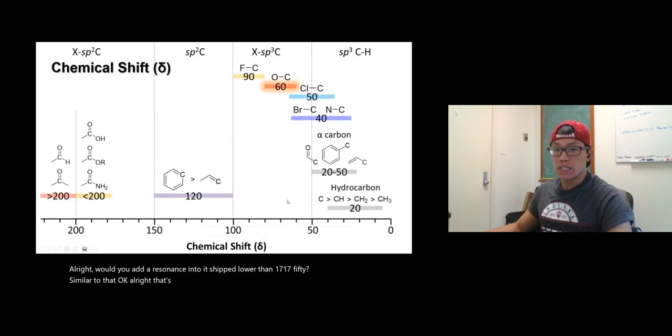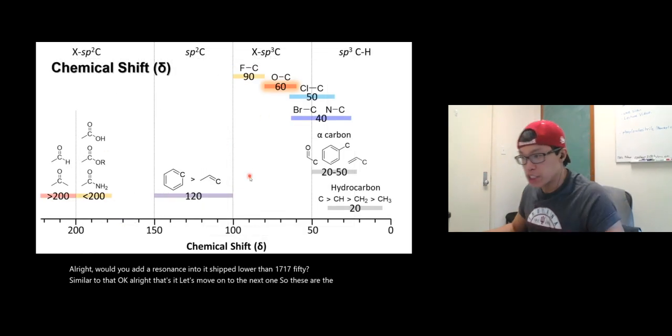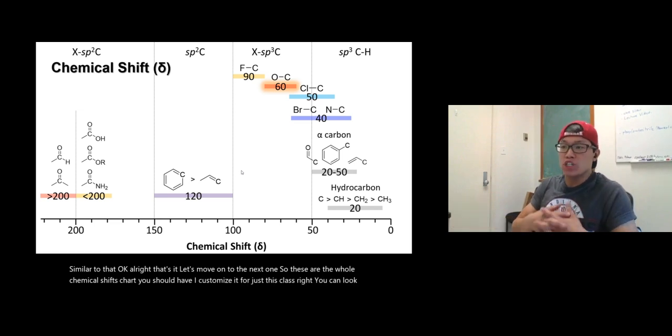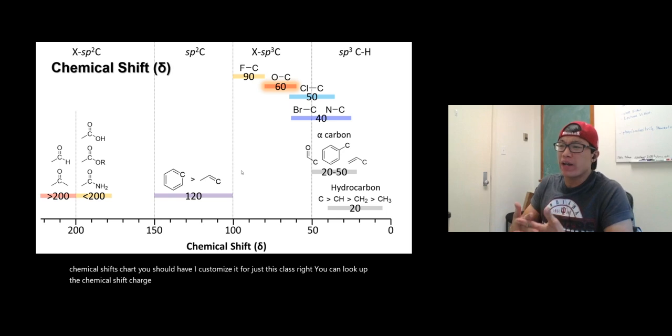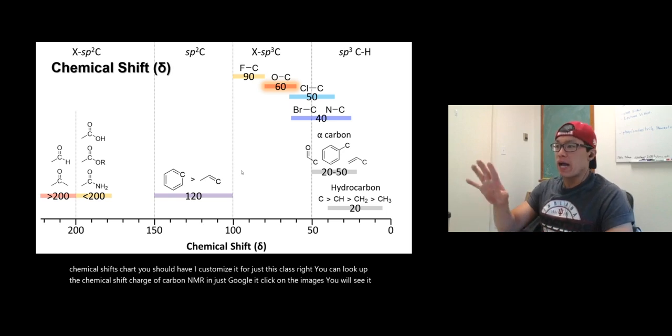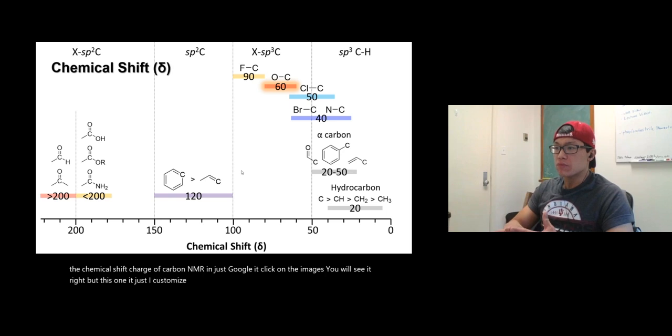Let's move on to the next one. So this is the whole chemical shift chart you should have. I customized it for just this class. Right? You can look up the chemical shift chart of carbon NMR anywhere. Just Google it. Click on the images. You will see it. Right? But this one, I just customized it, so make it fit in our class. Okay? But anything works. All right.